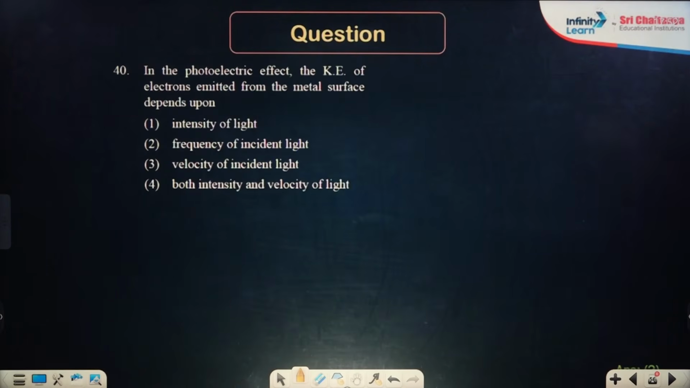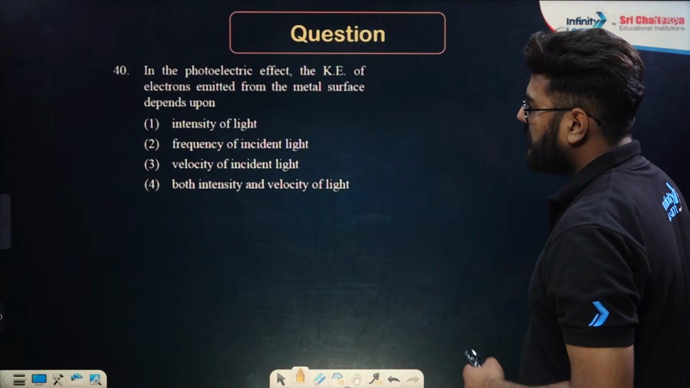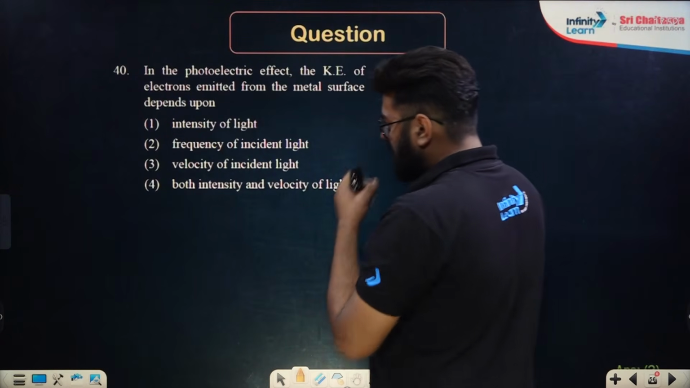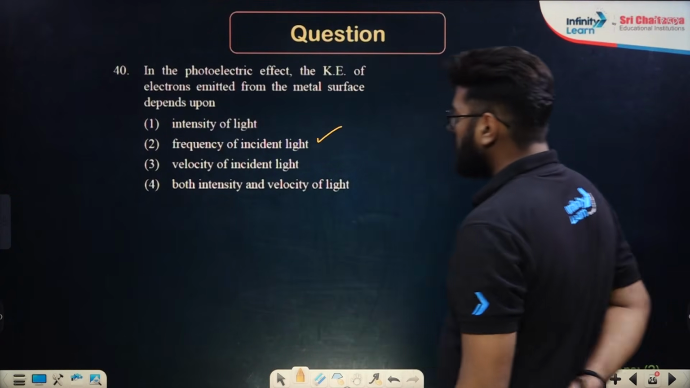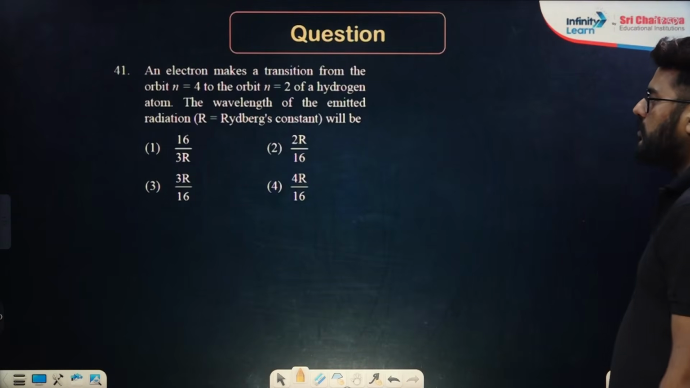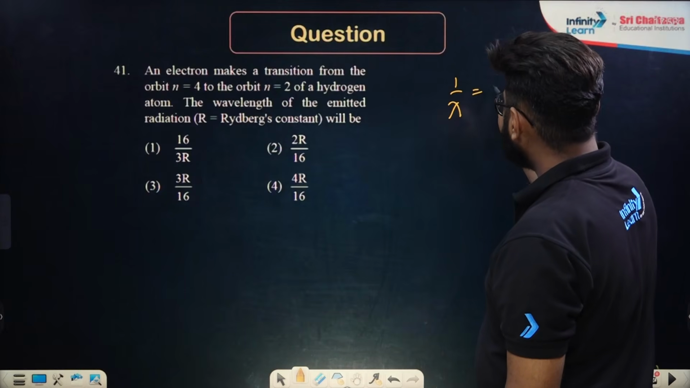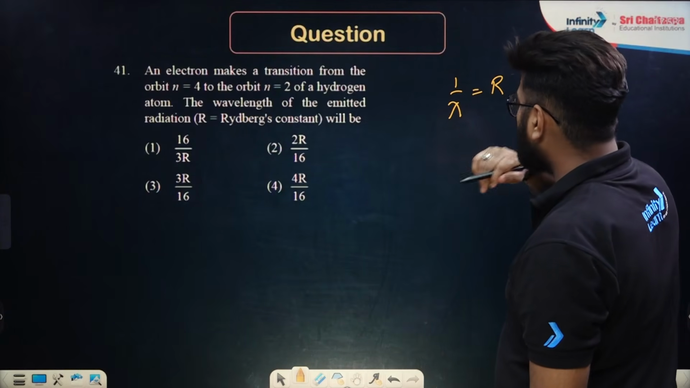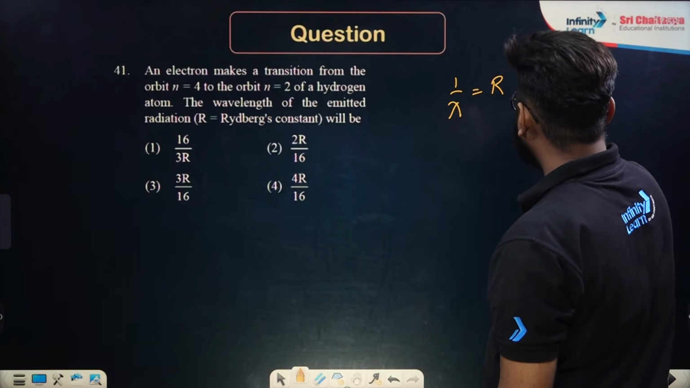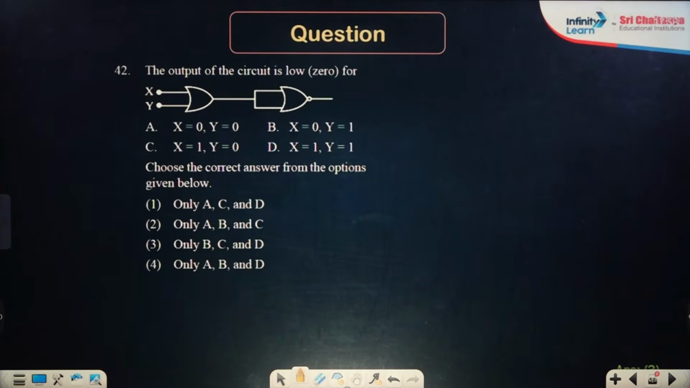Perfect. Next, in a photoelectric effect, the kinetic energy of electrons emitted from a metal surface depends upon. It is not dependent upon the intensity, it is dependent upon the frequency of the incident light. Electron makes transition from n to 2 of hydrogen atom. The wavelength of light emitted is simply 1 upon lambda equals to R. This is a hydrogen atom, right? So 1 upon n1 square minus 1 upon n2 square. Simple. Find the value in terms of R.